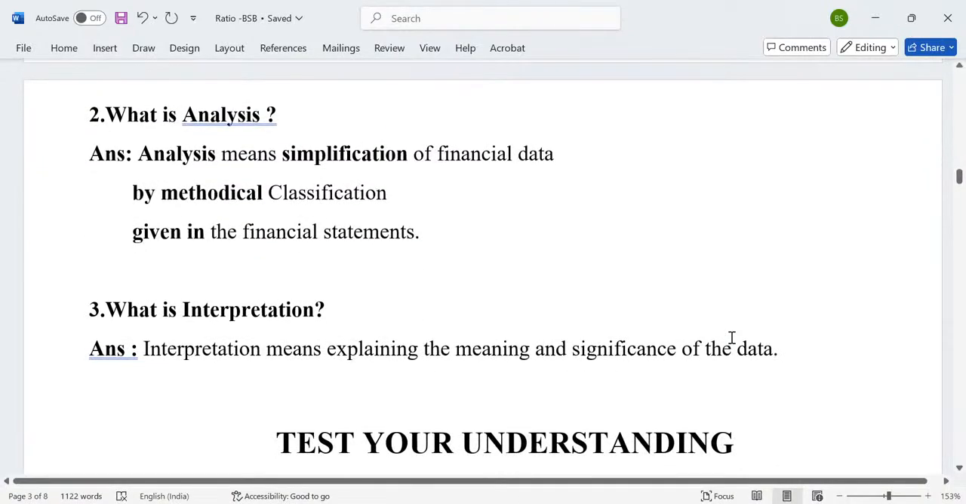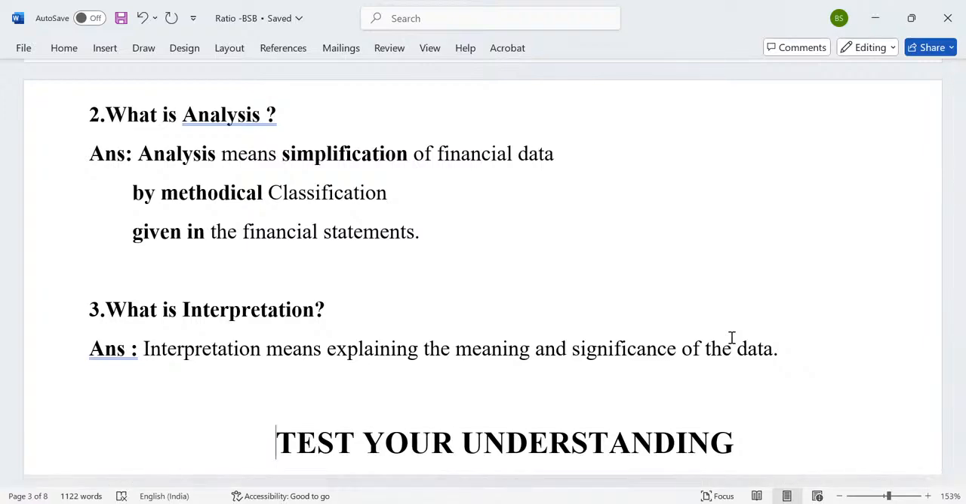Next, what is analysis? Analysis means simplification, means making it very simple. Analysis means simplification of financial data. First term is simplification. How?